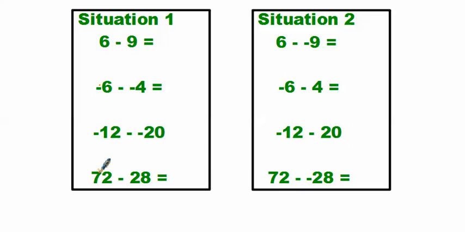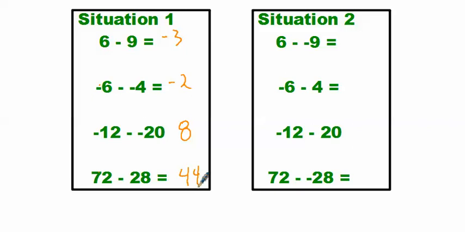So the answer here is going to be -3. The answer here is going to be -2. Here, the answer is going to be +8. And here, we are going to have 44. So what did I do with these numbers?